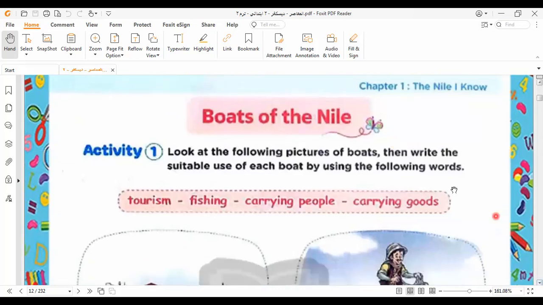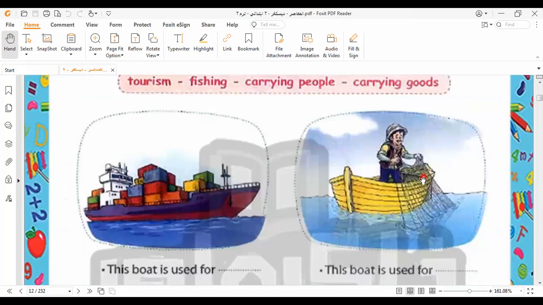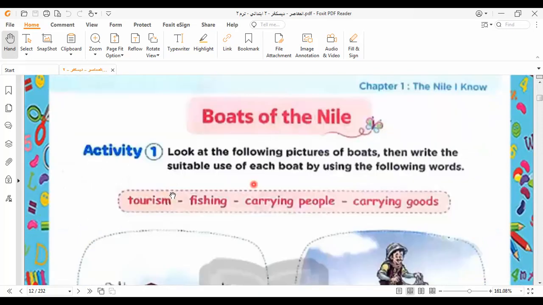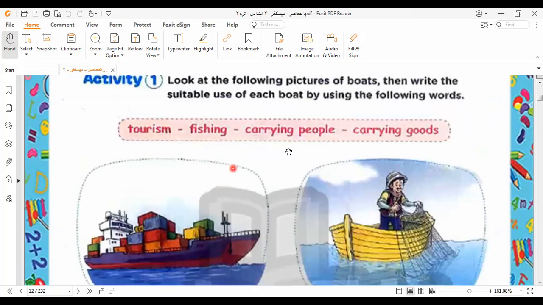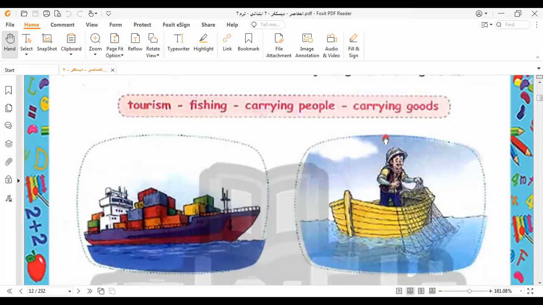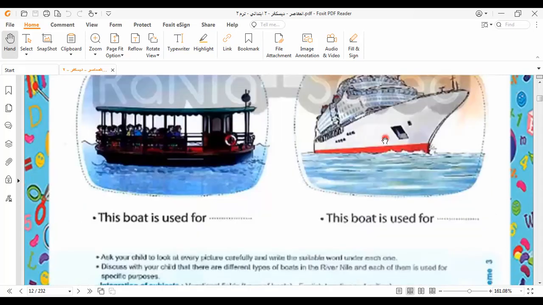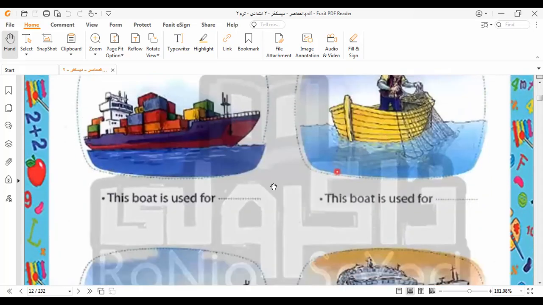In this activity, we learn the types of ships. We have tourism ships, which are used to visit places at sea. Fishing means using a ship to catch fish. Some ships carry people from one place to another, and some carry goods, transporting the goods from one place to another. We will learn about each of these ships.